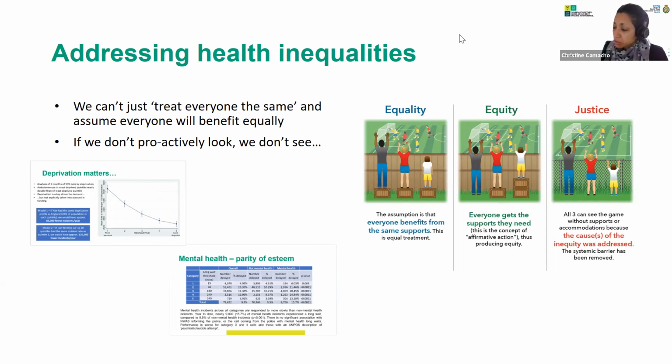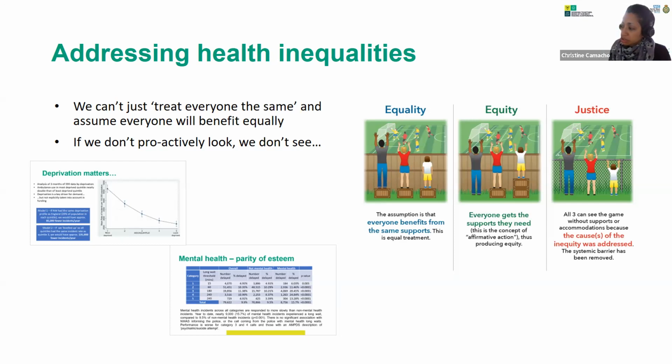And this individual turned around and said to me, but why do we need to collect ethnicity data? We treat everyone the same. It doesn't matter. We don't need to know. And we do need to know. Unless we actually collect that data and look for those inequalities, we won't know they're there. So there may be situations in that middle picture around equity where we actually need to do something different for certain groups of people so that they're not disadvantaged.